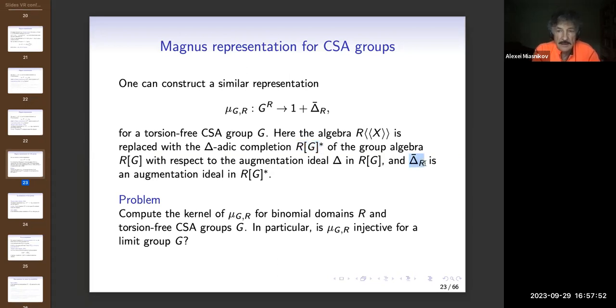And delta R bar is the corresponding augmentation ideal in the completion. Again, you can repeat the argument. It takes much more work to show that everything is well defined, but it is. So there is a similar representation. It's not known whether it's faithful or not. So the question is: compute the kernel of this map for binomial domains R and torsion-free CSA groups.